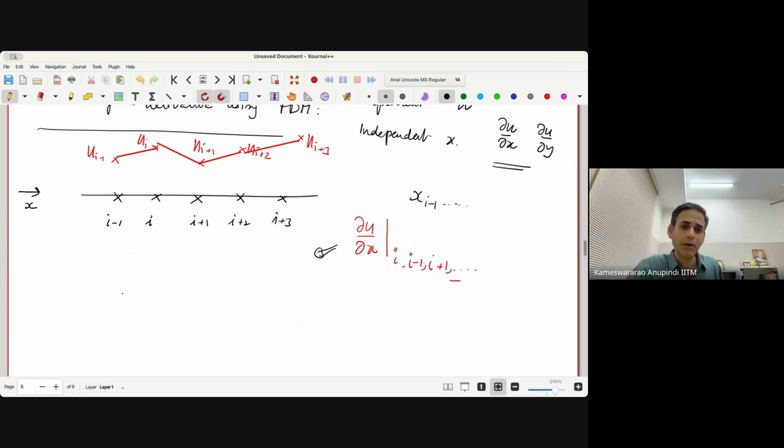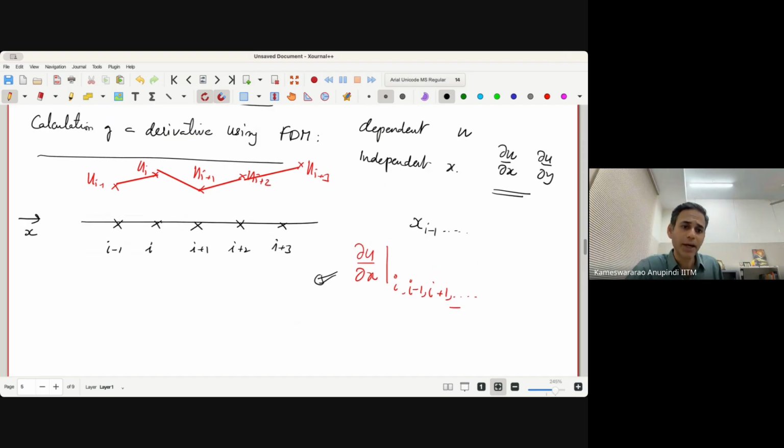But we also realize that this derivative at i can be expressed using this value, ui, and ui plus 1, or it can be expressed in terms of this value and this value, or this value and this value, and so on. There are several things that we can do. Either I can go in the i plus 1 direction and calculate the derivative, or I can go in the i minus 1 direction, or I can use a symmetric way by making use of both i minus 1 and i plus 1 values.